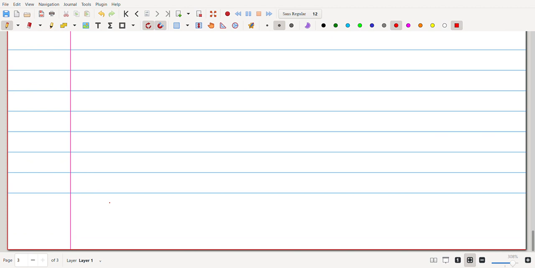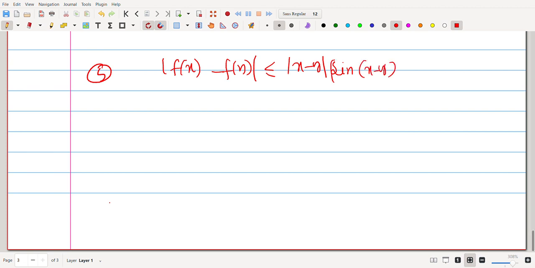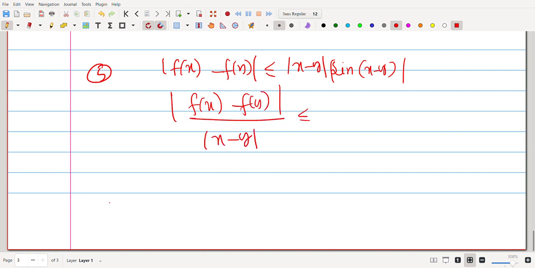Go to the next one. Problem number 5. This is an easy one. |f(x) - f(y)| is less than or equal to |x - y| times |sin(x - y)|. That means |f(x) - f(y)| by |x - y| is less than or equal to |sin(x - y)|.